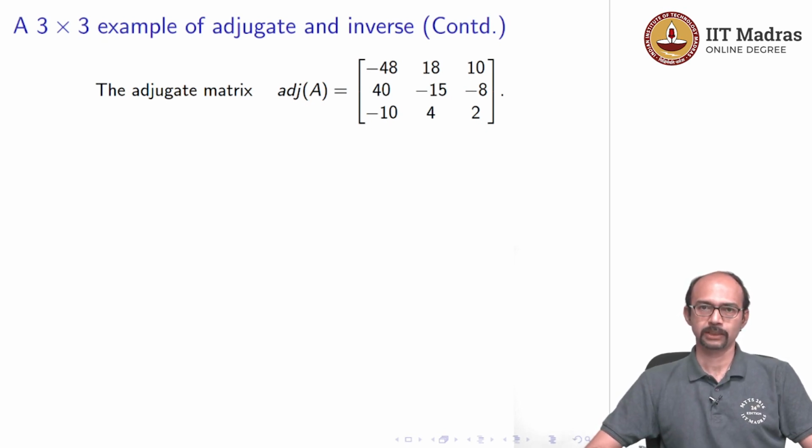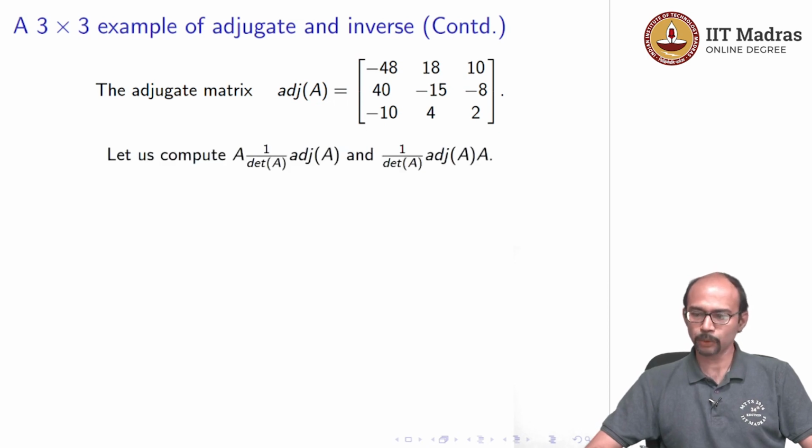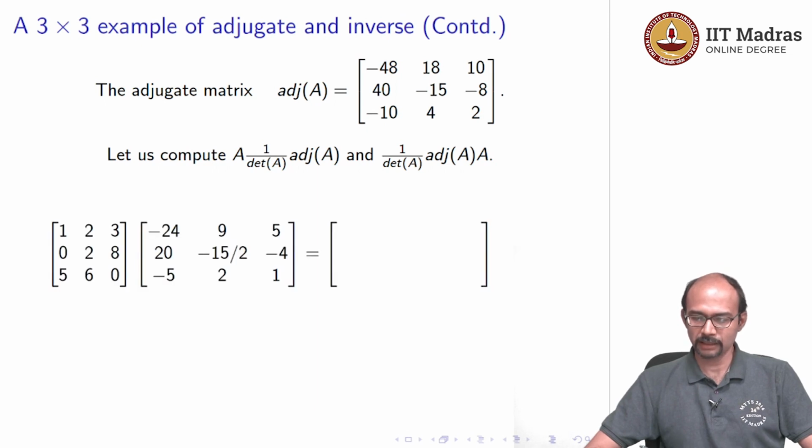So, now let us do something funny. Let us compute A times 1 by determinant of A times adjugate of A. So, this 1 by determinant of A times adjugate of A is supposed to be a matrix, and that matrix is multiplied by A. So, let us do this computation. Well, 1 by determinant of A times adjugate of A.